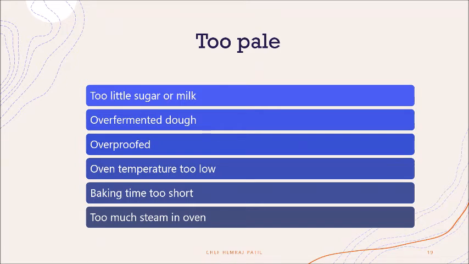Too much steam in the oven. Opposite to that one, if too much steam is there in the oven, it will keep your bread moist for a longer time, and it will resist the sugar converting into caramel.